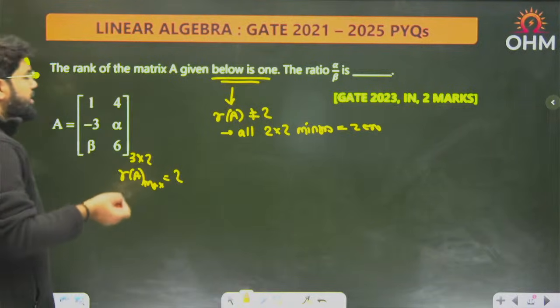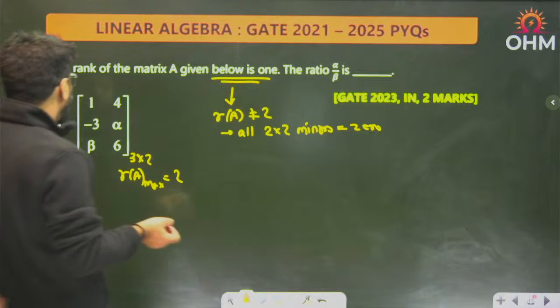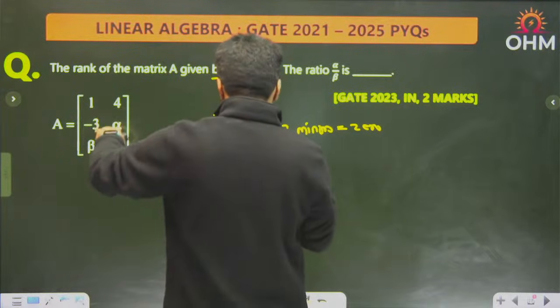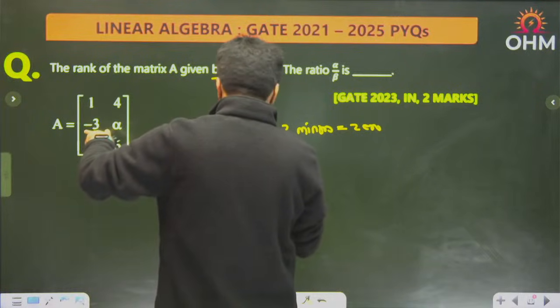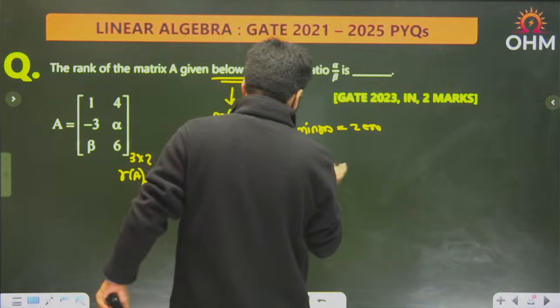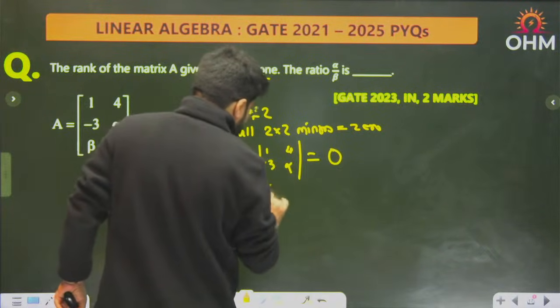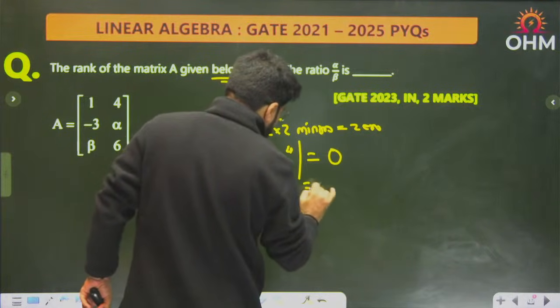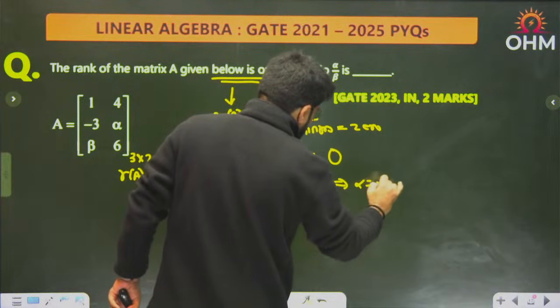So you can get the value of alpha beta directly. All the 2 cross 2 minors will be 0. What is this? The first 2 rows, if you take here 1, 4, minus 3 and alpha, this should be 0. So that means alpha plus 12 is 0. Alpha will be minus 12.